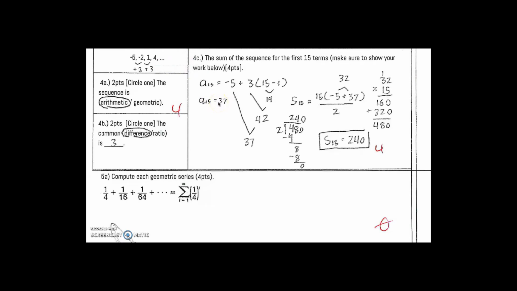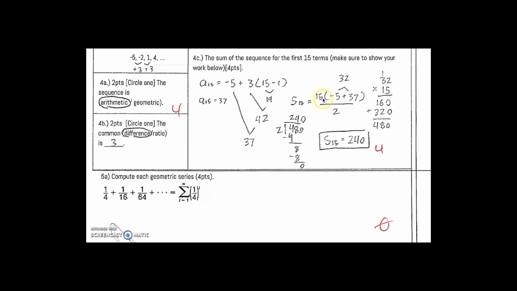Now, again, you could have listed all the numbers out just fine, but the common mistake is if you just got this number 37, I'm only going to give you 3 out of 4 because it's asking for the sum, which means you add up all of these terms. Here is the arithmetic finite sum formula. Sn equals n times a1 plus an, where an is the 15th term, or the last term, all divided by 2.